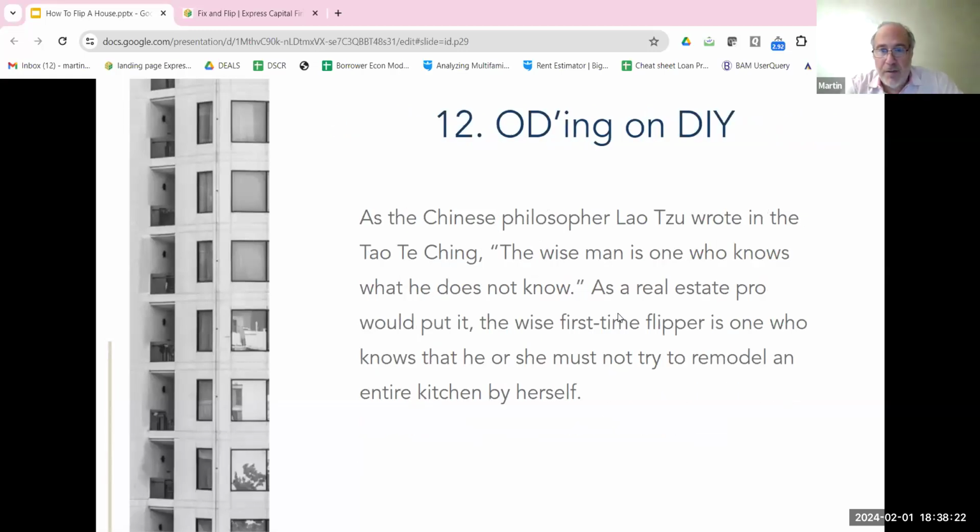As the Chinese philosopher Lao Tzu wrote, the wise man knows what he does not know. A real estate pro would put it this way: the wise first-time flipper knows that he or she must not try to remodel an entire kitchen by herself. Look, there's no science to it.